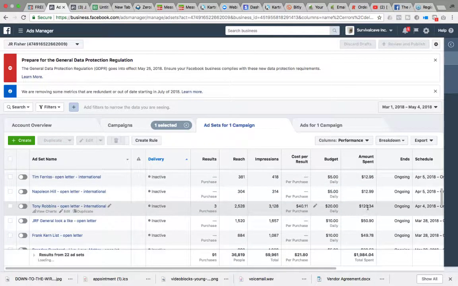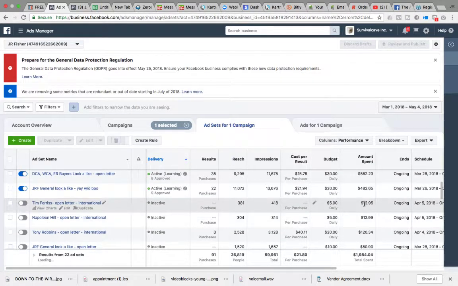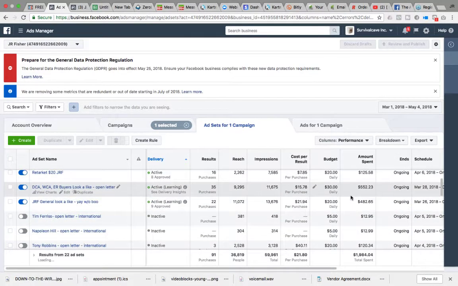Now this one here, once again, I spent $120 on it, and I got 3 sales on it, but it was $40 per sale. And since my average cart is $24.05, that's not going to do me any good. This one here, I spent $12 on this one. Okay, so now it gets interesting up in here.